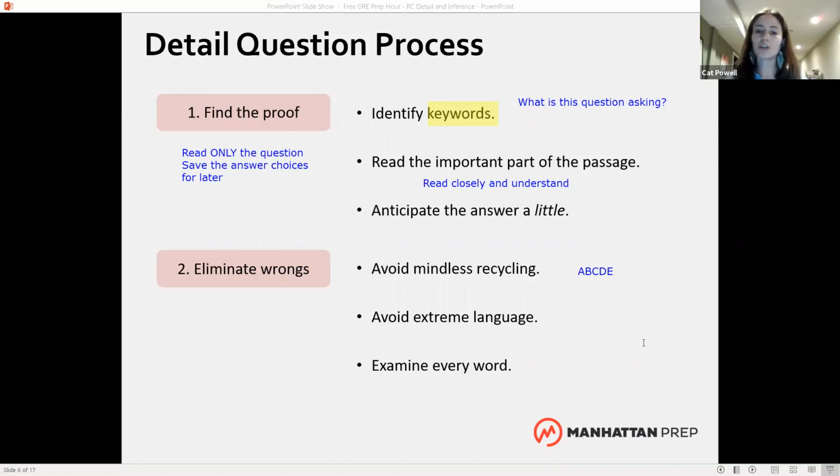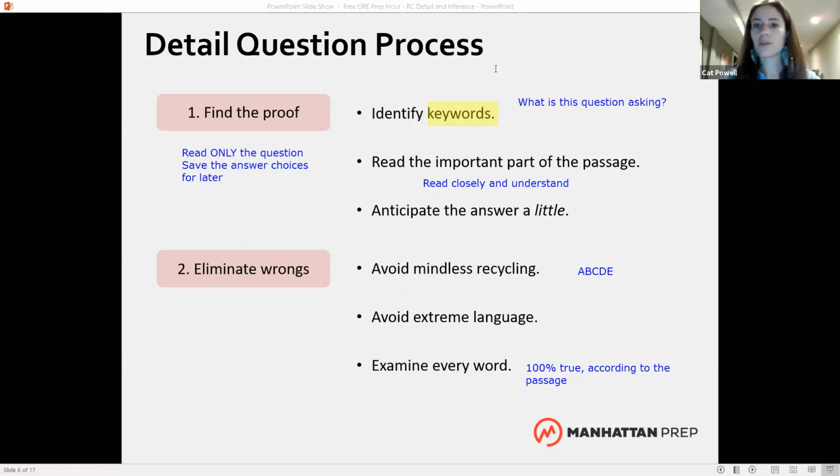I want to make sure when I'm dealing with an inference question that the right answer should be 100% true according to the passage. So I'm looking for something, not that might be true or that's sort of close to what the passage says, but something that I can feel totally confident is true after having read the passage.